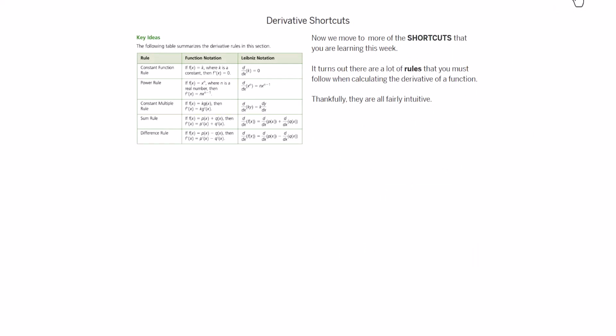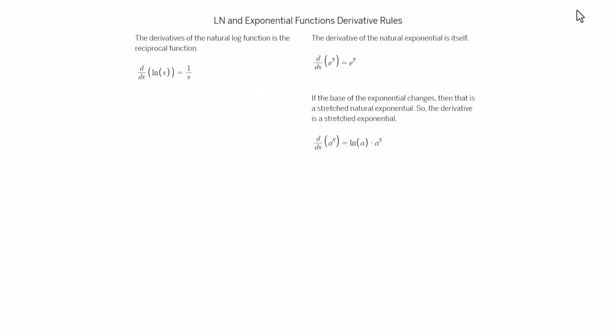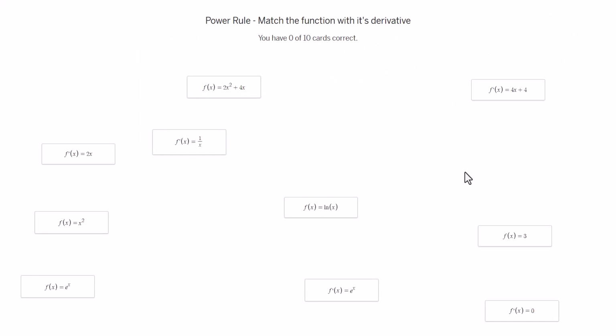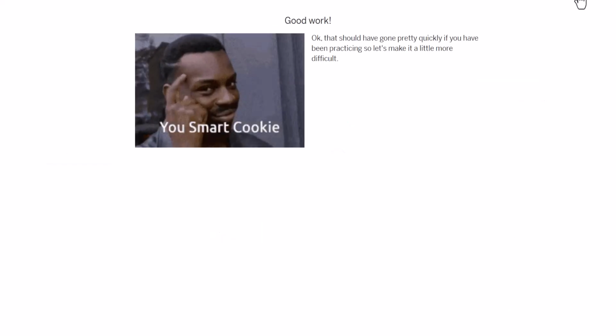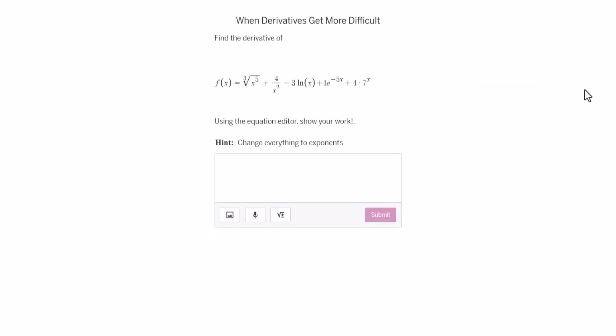Here are all the shortcuts. The rest of these you're going to go through and match. I already know ln is that one. Ooh, e to the x is an easy one, right? The derivative of e to the x is e to the x. I'll leave it to you to go through those.